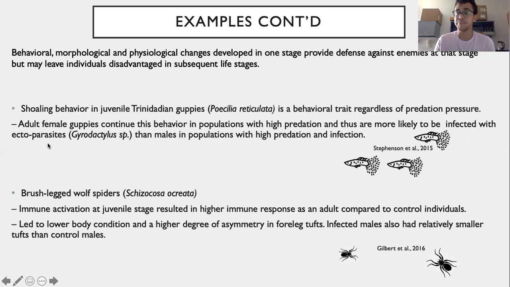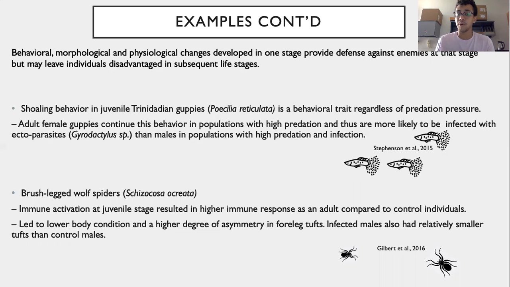In the case of brush-legged wolf spiders, it was found that in the juvenile stage, immune activation resulted in a higher immune response as adults compared to control individuals. What they did was infect individuals with disease, and then they left them off into adulthood.